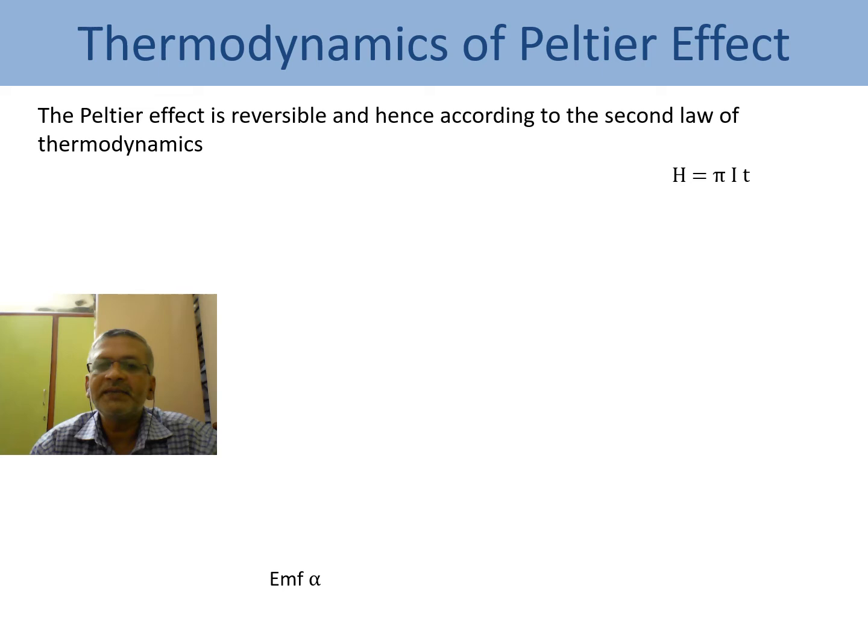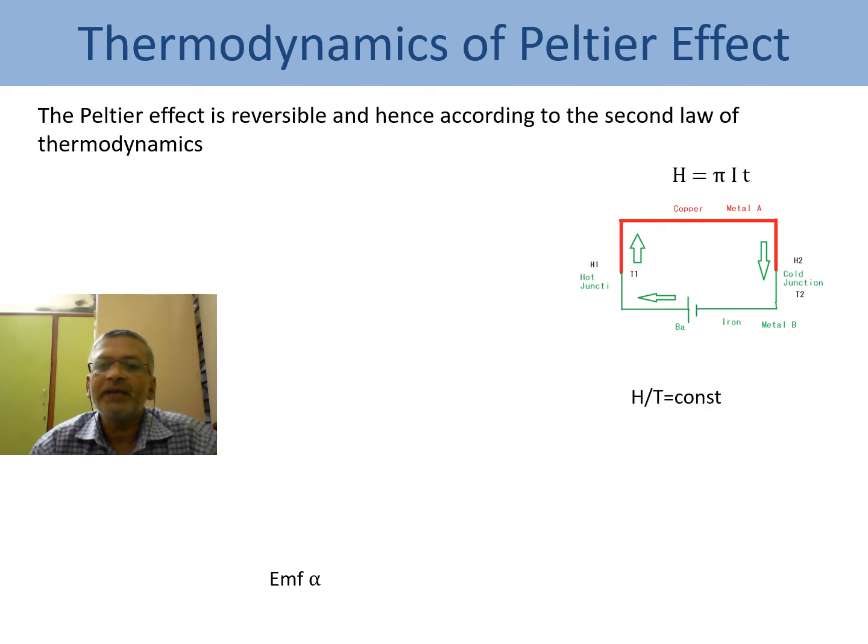The two dissimilar metal junctions are arranged like this. At the hot junction, the heat evolved is H1 and at the cold junction it is H2. The hot junction temperature is T1, while the cold junction temperature is T2. We know from the second law of thermodynamics that heat divided by temperature is constant. Therefore, at the hot junction H1 upon T1 equals a constant, and similarly at the cold junction H2 upon T2 equals a constant. Equating these two, we get H2 upon T2 equals H1 upon T1.